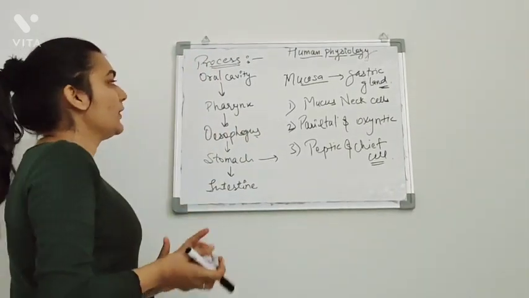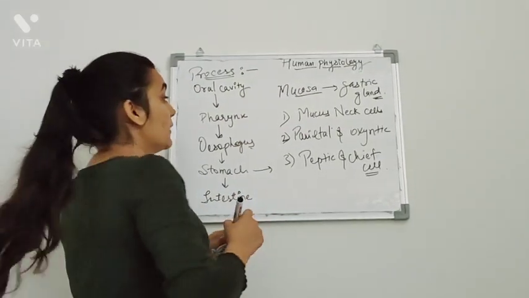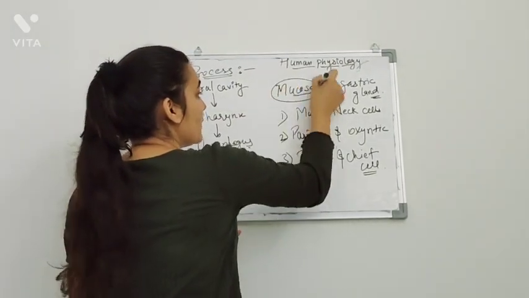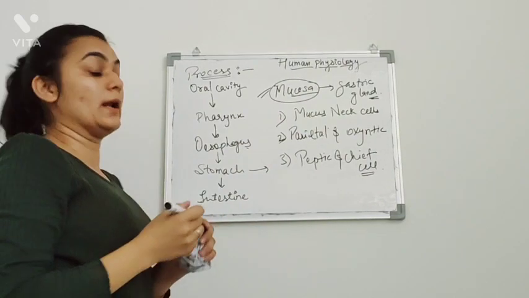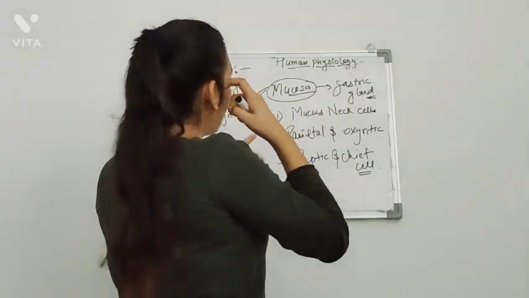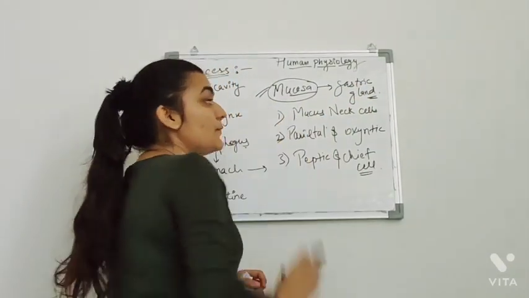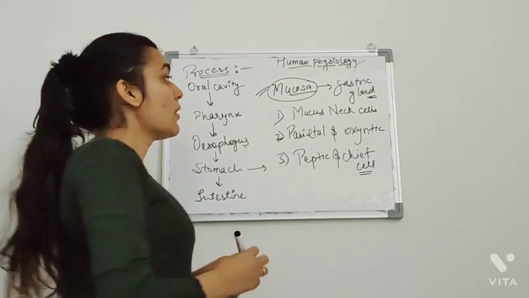After the entry of the food into the stomach, the mucous membrane, as we already discussed, is present in our whole alimentary canal. The mucosa of the stomach has the gastric glands. There are three types of gastric gland. The first one is the mucous neck cells.